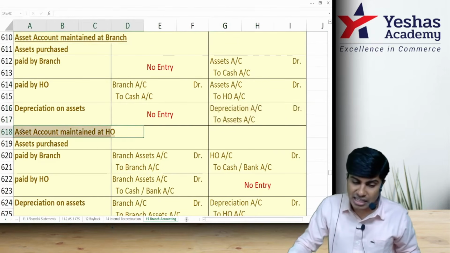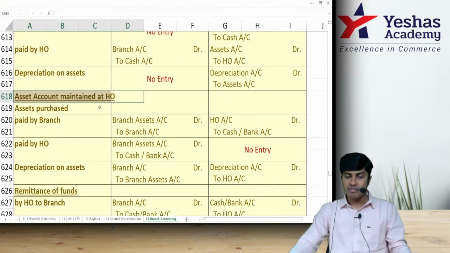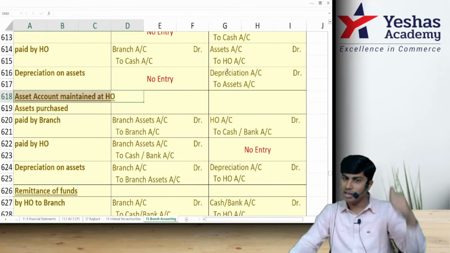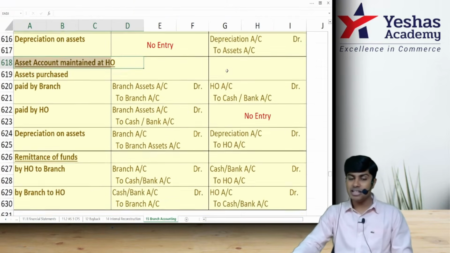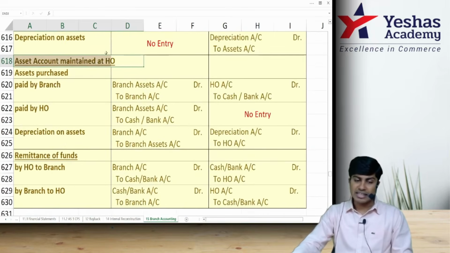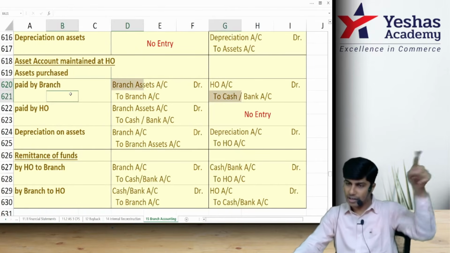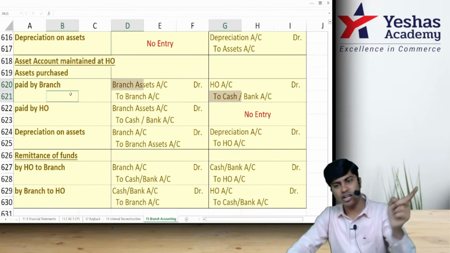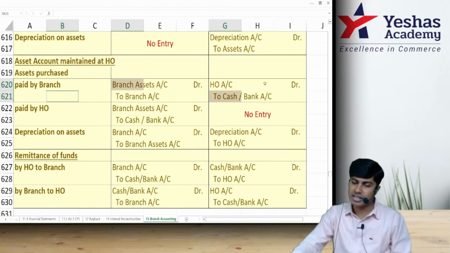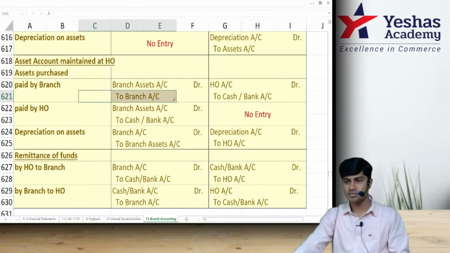If in case the assets are maintained by head office, then wherever the asset is there, the debit credit should be done by head office. Asset is maintained by whom? Head office. And the asset is purchased, payment is made by branch. If the payment is made by branch, branch will credit cash account. Head office will debit branch account, asset account. Asset account debit is recorded by head office, cash account credit is recorded by branch. So in the missing debit, we'll write head office in branch, and the missing credit will be branch in head office.